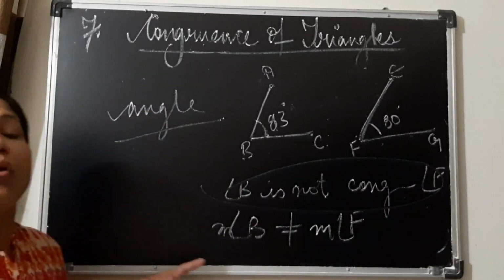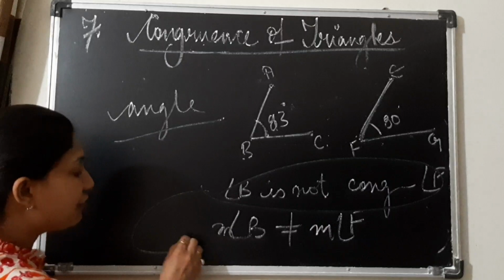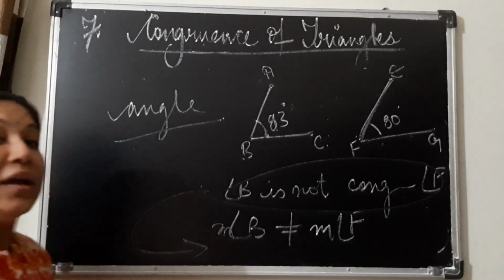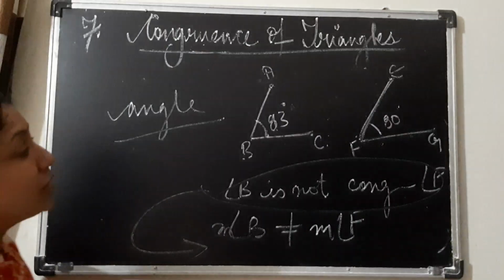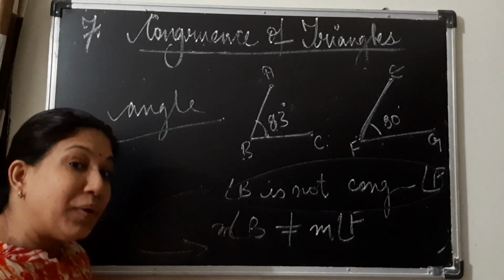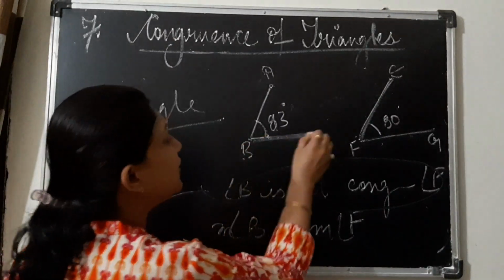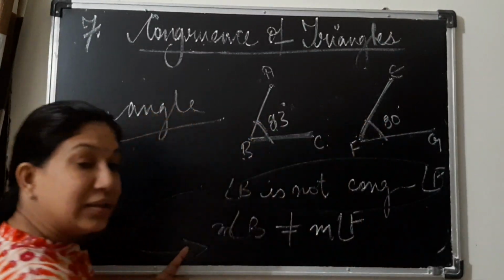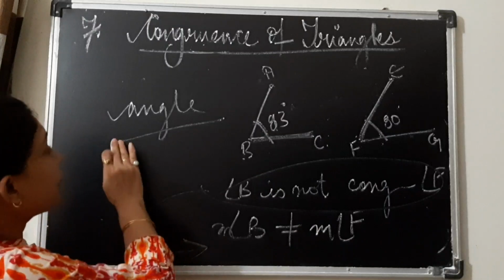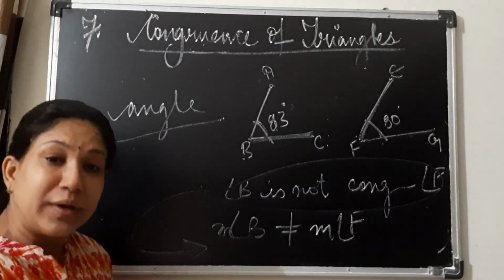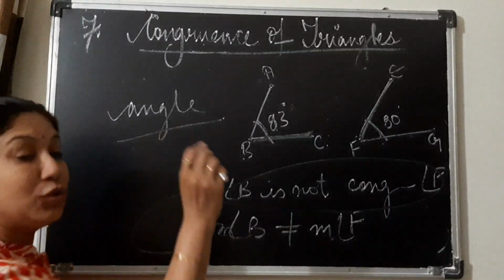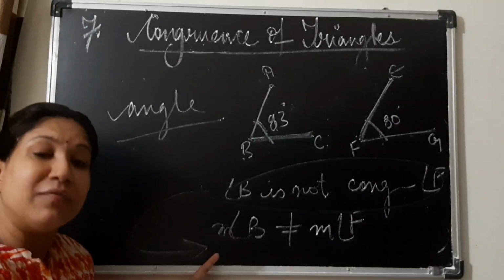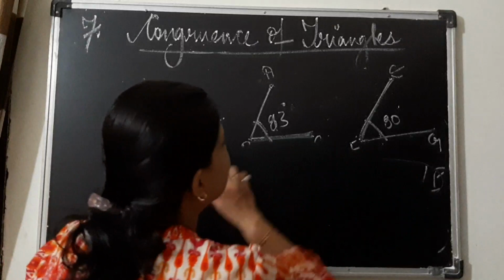So when they are not congruent to each other, what information do we get? We understand that for two angles to be congruent, what should be equal? Should the line segments be equal? No. We only see the angles. So for angles to be congruent, the measurement of the two angles should be the same. Have you understood?